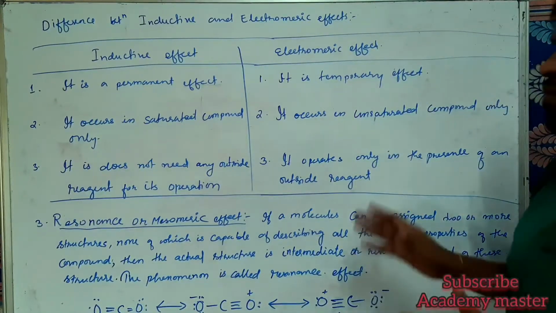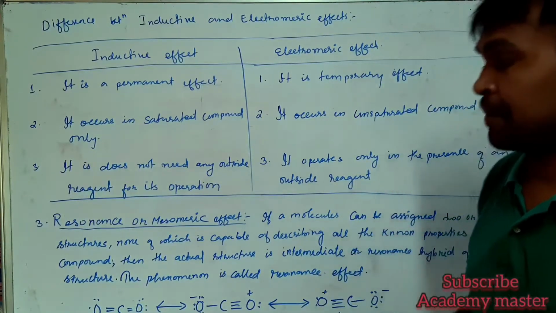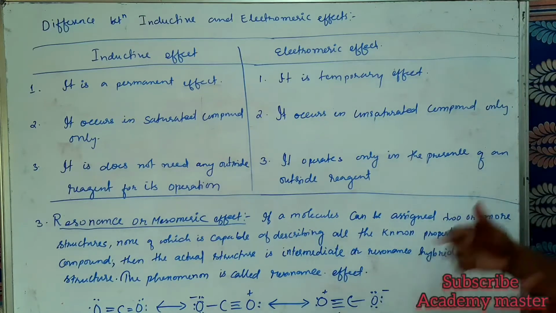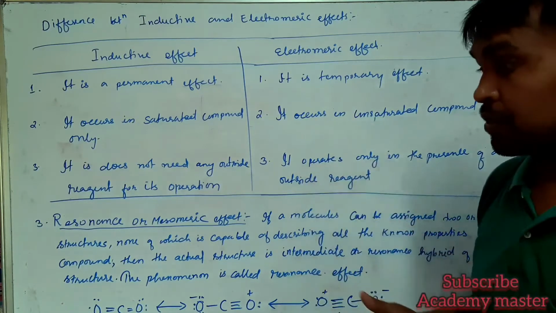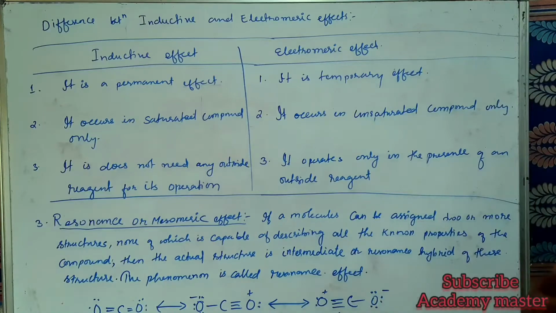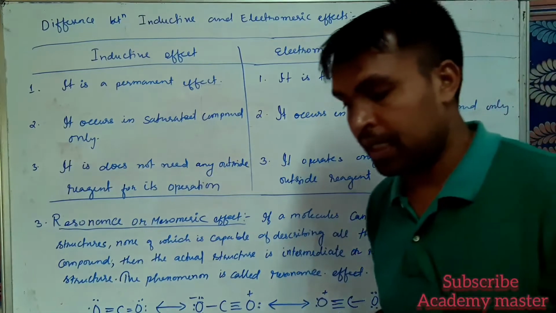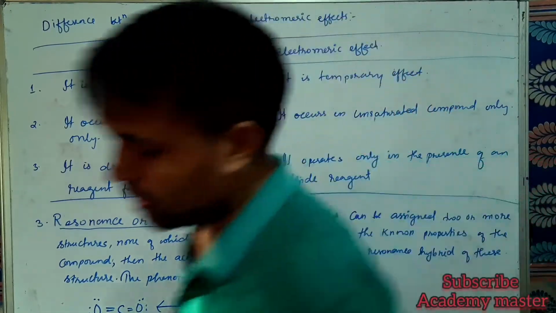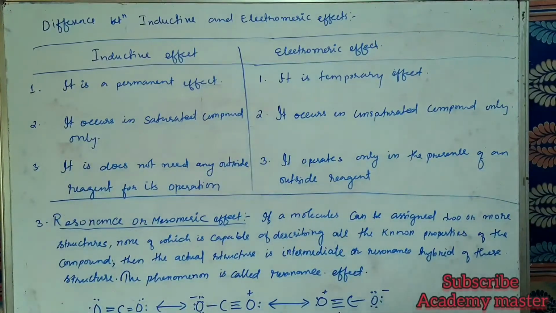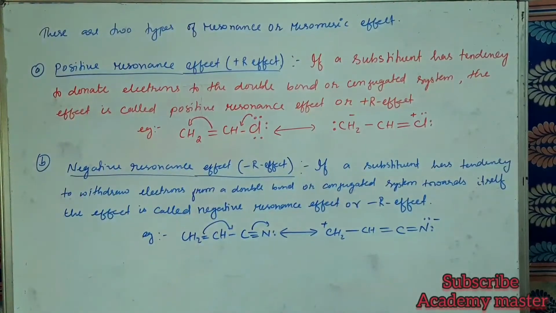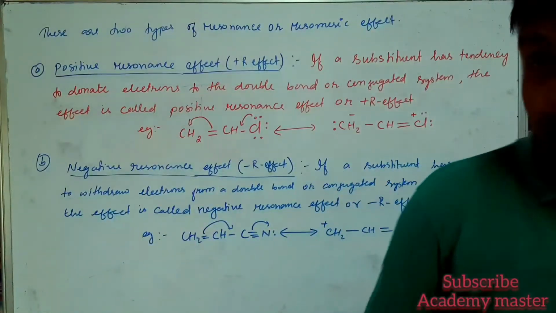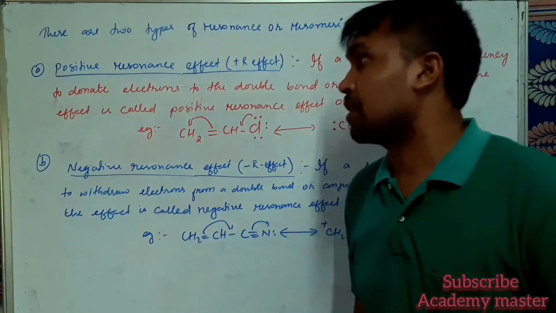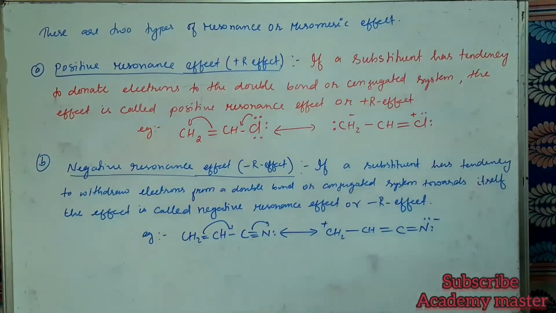Okay, dear students, so this is all about resonance and the mesomeric effect. Now after taking this down, we will be studying the types of resonance or mesomeric effects. Take it down, all of you. Okay, dear students, now we are going to do the types of resonance or mesomeric effect.